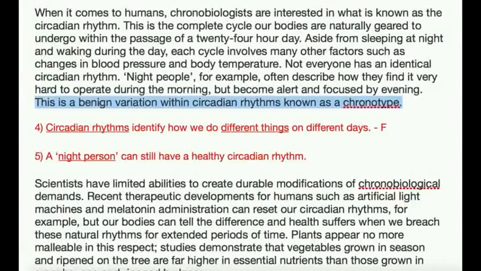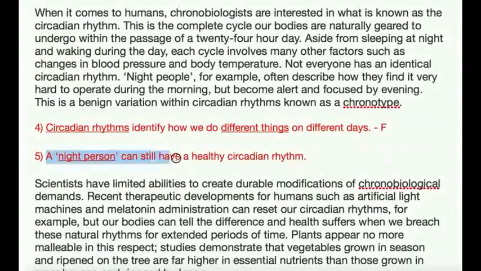Now, this shows you the importance of having good knowledge of vocabulary in order to successfully complete the IELTS reading test. Benign actually means something that's not harmful. So this is telling you that this variation between people, whether they're night or morning people, is not a harmful variation. So that means a night person can still have a healthy circadian rhythm because it's not a problem. So the answer for this one is true.